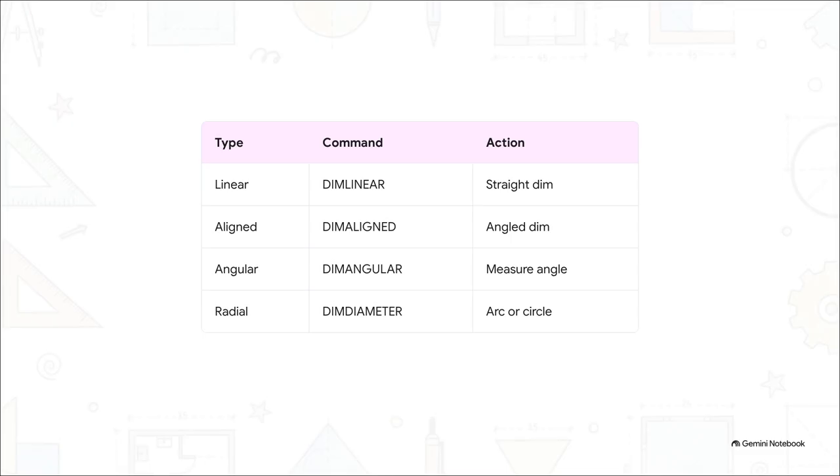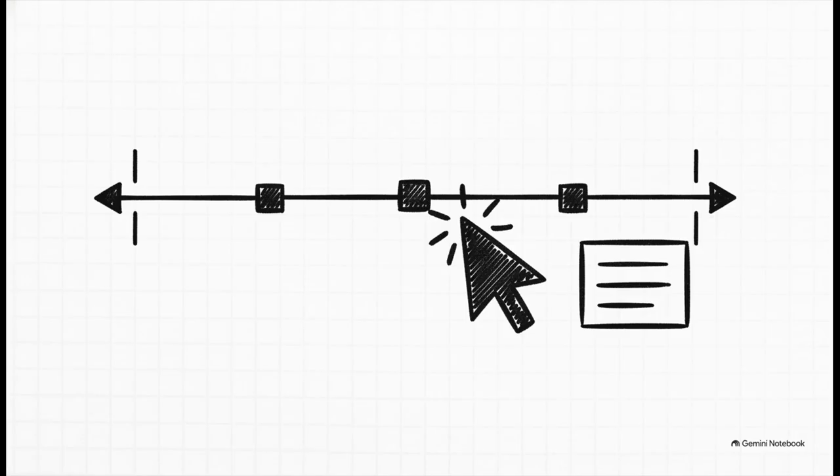And for curved geometry, dim diameter or dim radial lets you select an arc or circle and perfectly place the measurement. Getting these commands into your muscle memory keeps your hands on the keyboard and speeds up your drafting immensely. And of course, design is totally iterative, which means you're going to constantly need to adjust things. Editing these dimensions is incredibly simple.